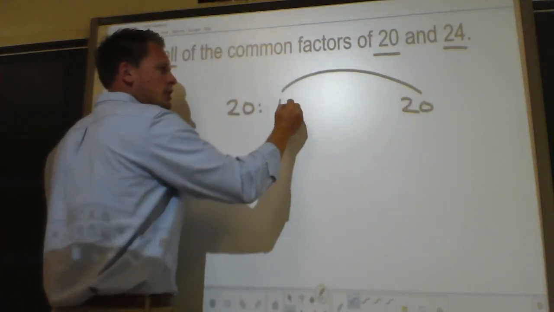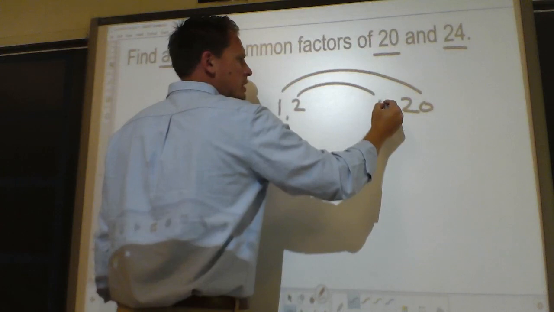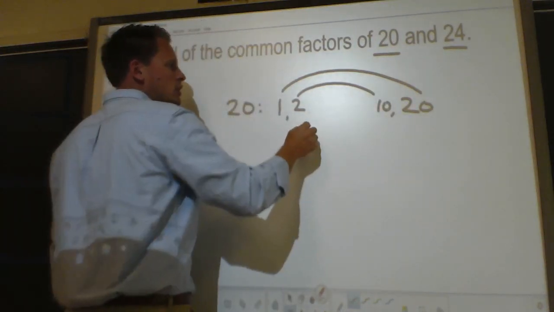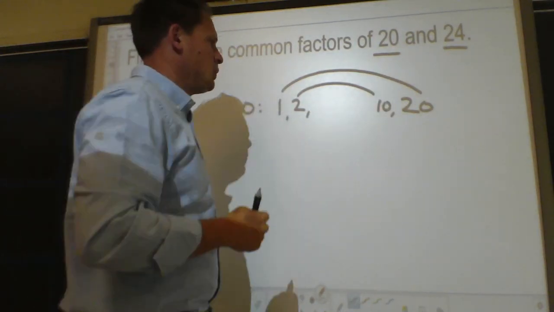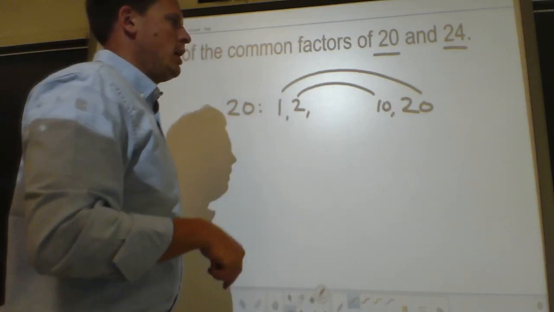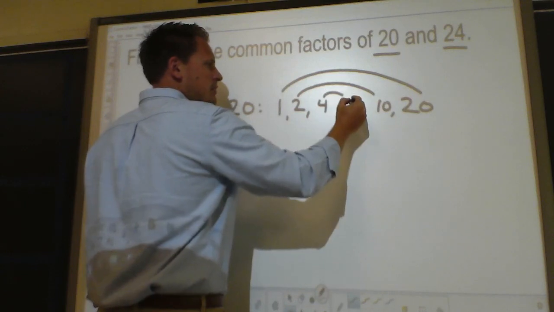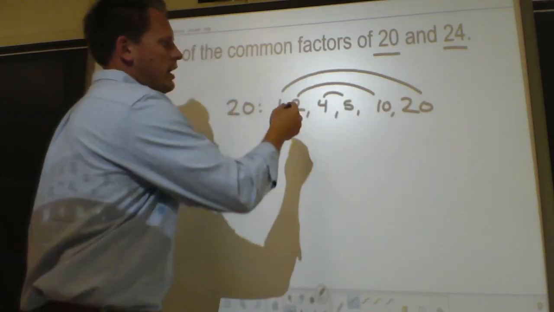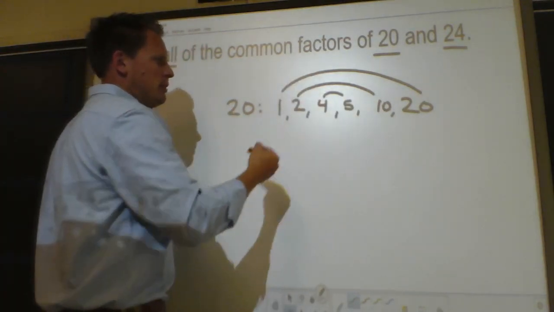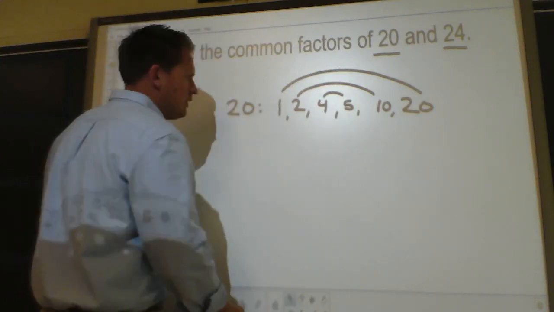After 1, I'm going to check 2, 2 and 10. After 2, I'm going to check 3. 3 does not fit into 20. It'd be 3 times 6 is 18, 3 times 7 is 21. After 3, I'm going to check 4. 4 times 5. All right, and after 4, I would check 5. I'm starting to repeat myself, so I'm done.